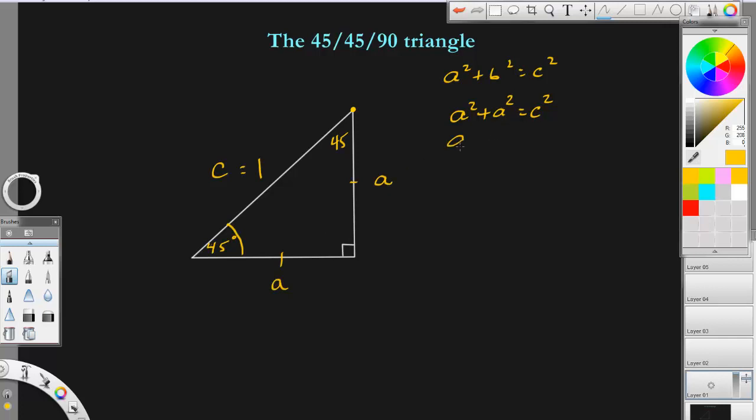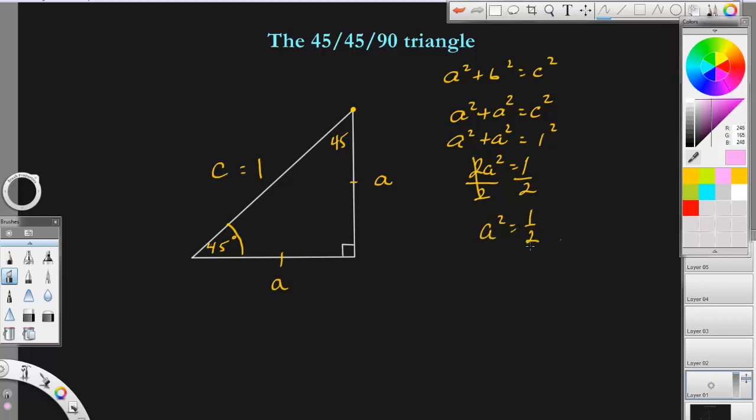Now watch what happens. I'm going to leave this as an A, and then I'll put 1 squared there. So A squared plus A squared is 2A squared equals 1. Now 1 times 1 is 1. Here I'll divide by 2, and that will cancel that. And A squared will equal 1/2.